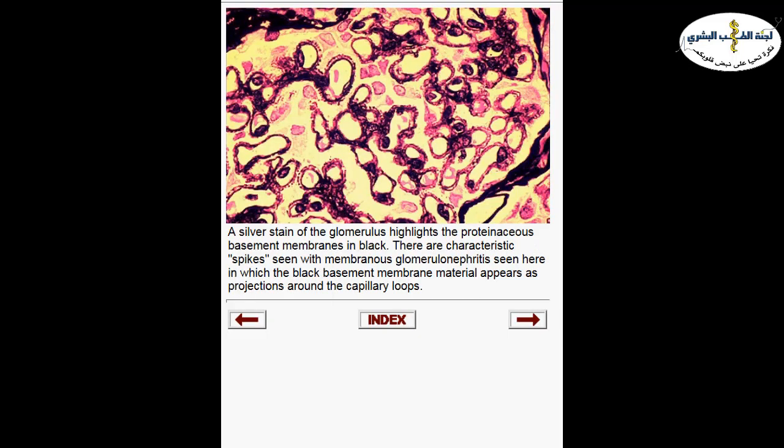Now, to look for the membranes, we said we can do a special stain. We call it silver stain, okay? In the silver stain, the membrane should be a black line. Here in membranous glomerulonephritis, if you look at the membranes, they are interrupted. There are dots adjacent to each other. It's not a single black line. Here we can see numerous black dots adjacent together.